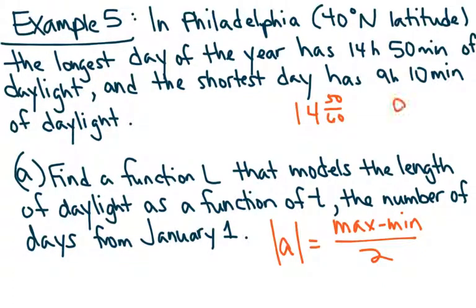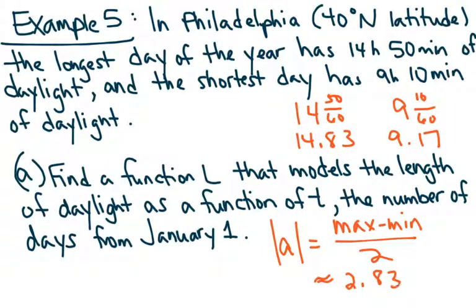And 9 hours, 10 minutes is 9 and 10 over 60. If you want to turn those into decimals, just turn 50 over 60 into a decimal and you'll get approximately 0.83 repeating. So we're going to say this is 14.83. And then 10 over 60 is 0.17, because 0.16 repeating. So this is 9.17. So when I take those two values and I subtract them and I divide by 2, I'm going to find out that the amplitude is approximately 2.83 hours.